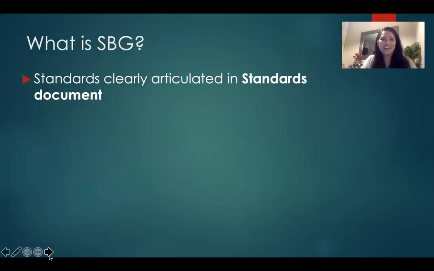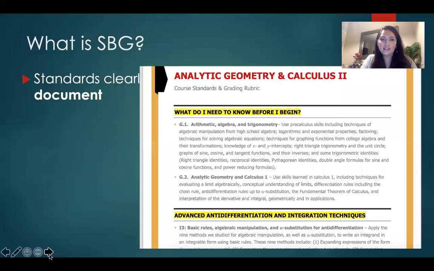So what is SBG? The standards are clearly articulated in what we call the standards document. Here is an image of the very first page of the standards document in Calculus 2. I want you to notice that there are 2 general standards, G1 and G2 in Calculus 2. So you've got an algebra, arithmetic, and trig prerequisite, and this paragraph lists everything that I expect them to know about arithmetic, algebra, and trig, with the exception of some just known facts about arithmetic with real numbers.